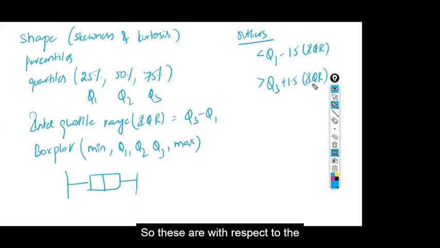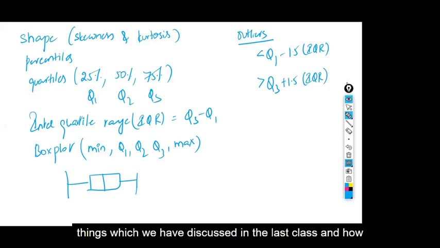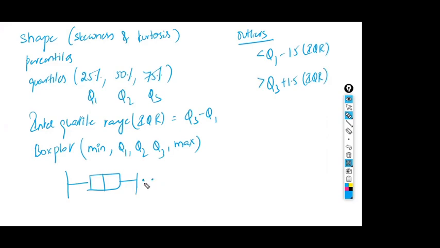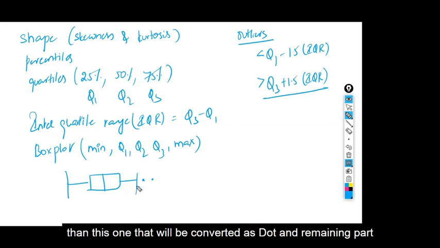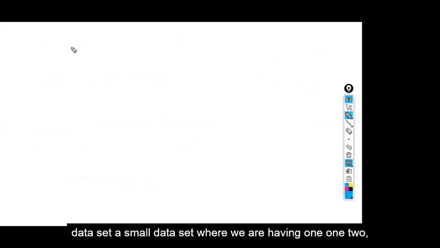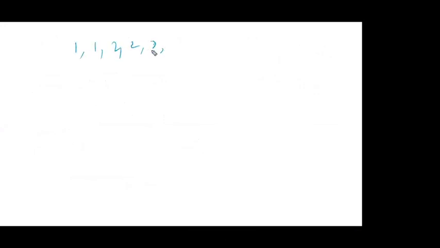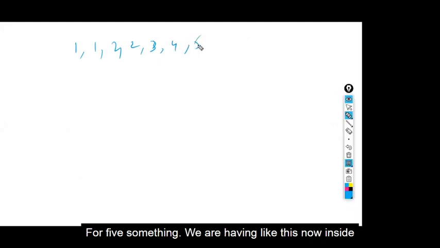So these are the things we discussed in the last class, and how to calculate the outliers and how they are represented using the box plot. The points will be represented like this, right? It calculates the value, and if any value is greater than this, it will be converted into a dot and the remaining part will be taken as normal. For example, let us take a small data set: 1, 1, 2, 2, 3, 4, 5.